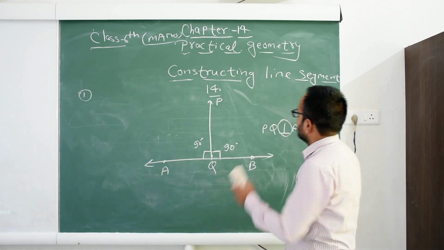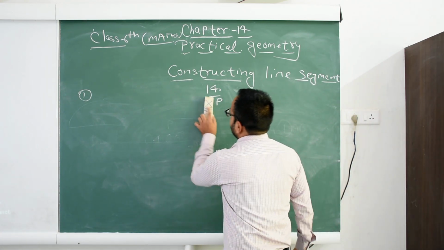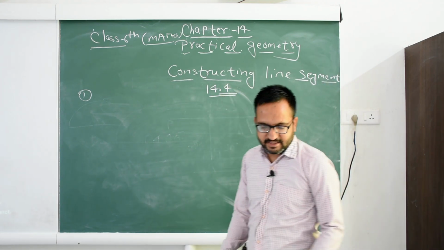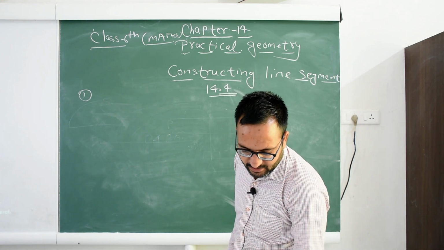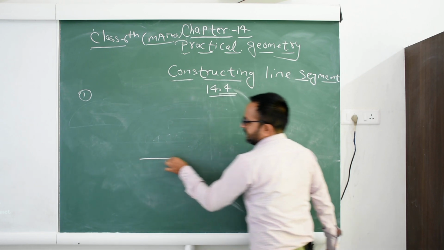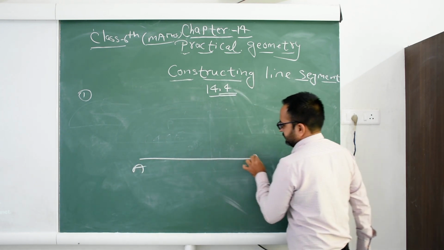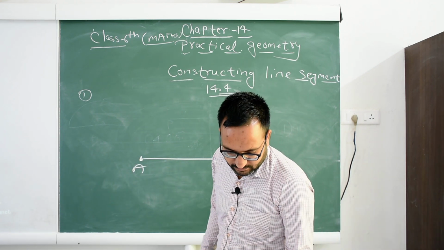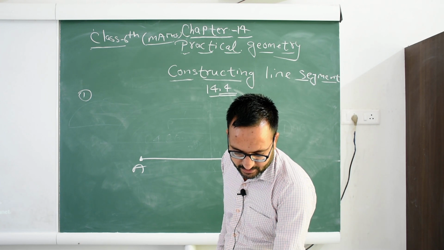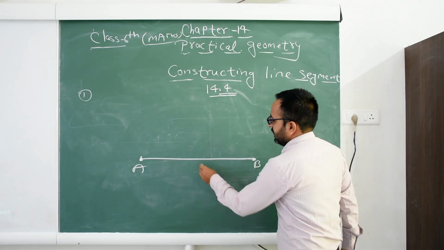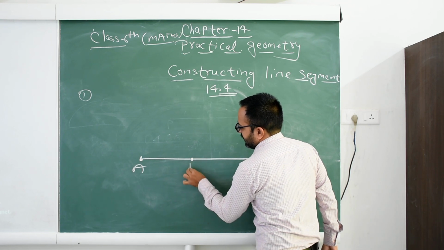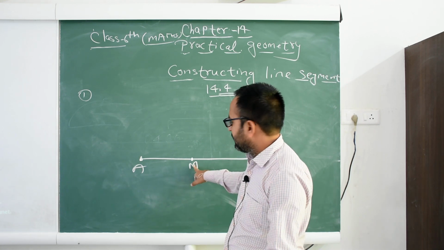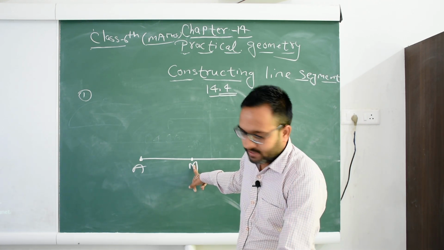Question number 1, exercise 14.1. Now we try to draw the perpendicular on a line segment. Draw any line segment AB. First we draw the line segment AB. This is your line segment AB. Now mark any point M on it. Now through M we draw the perpendicular to AB.